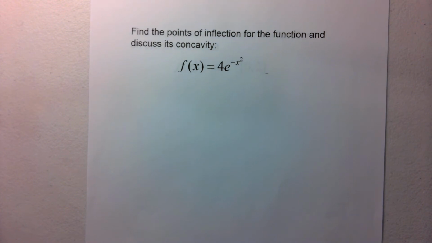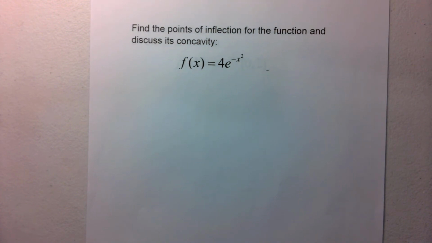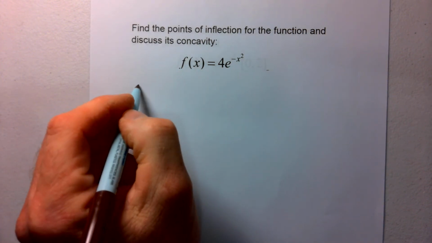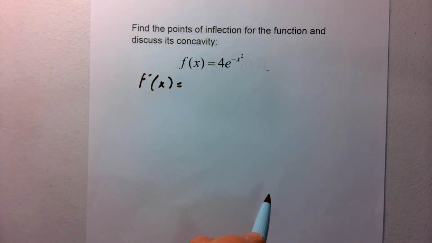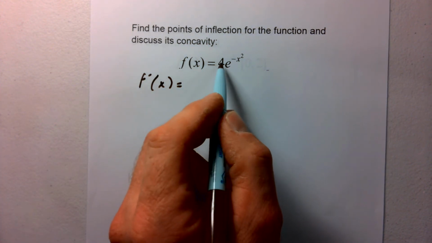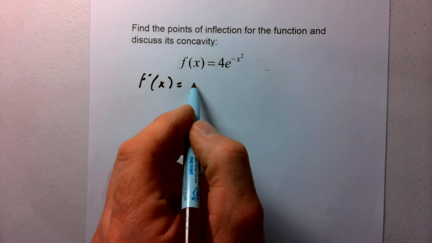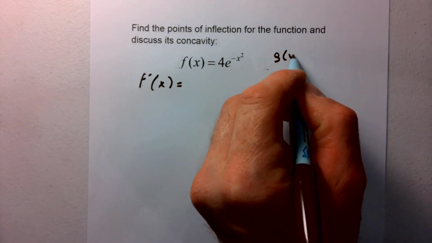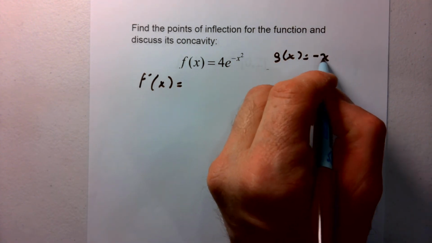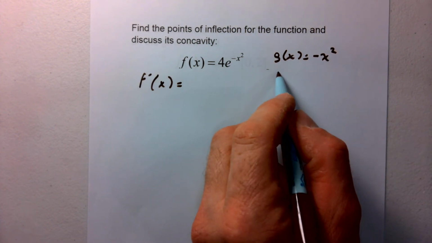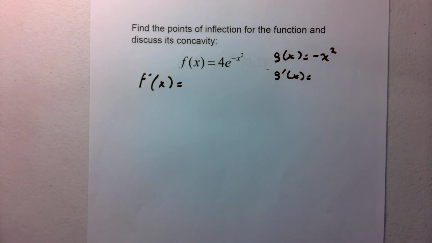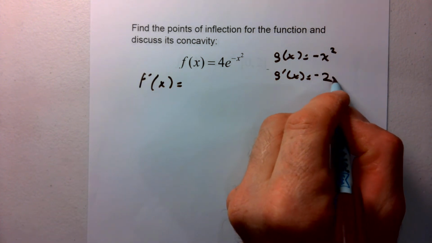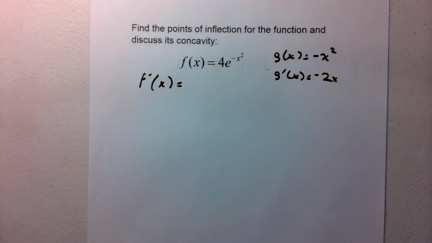Next thing we're talking about is the points of inflection and discussing the concavities. So remember, points of inflection come from, you guessed it, the second derivative. So the first thing we do is find the first derivative. The first derivative of 4e to the negative x squared. We can come off to the side and let g of x equal our exponent. If you need to do this, please, by all means, do it. We've done it for several videos here now. You may continue to need to do that, which is quite all right with me.